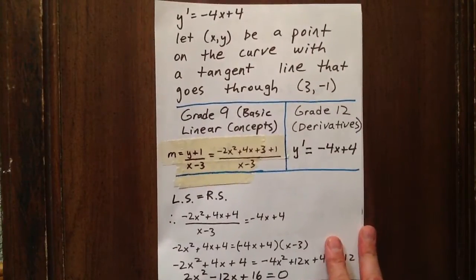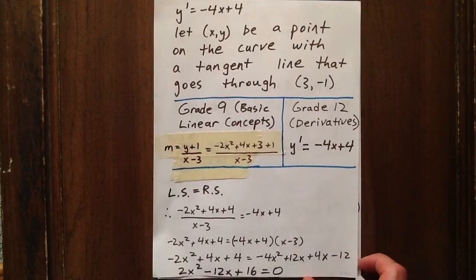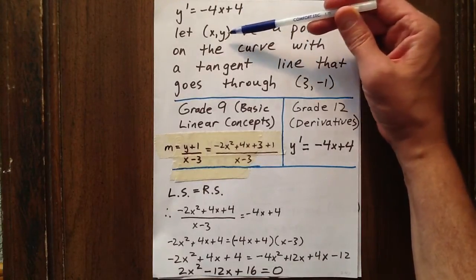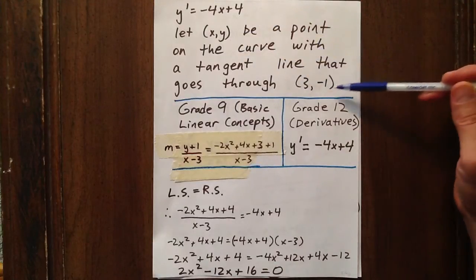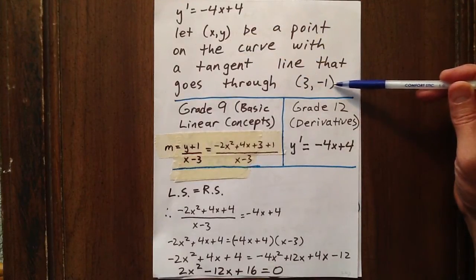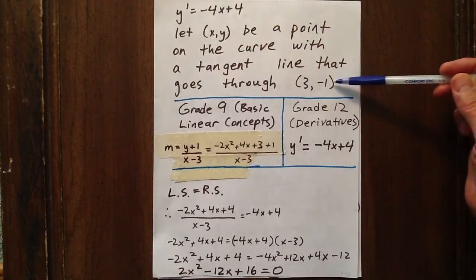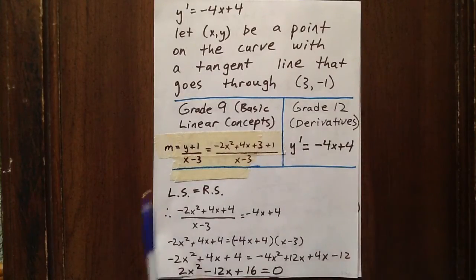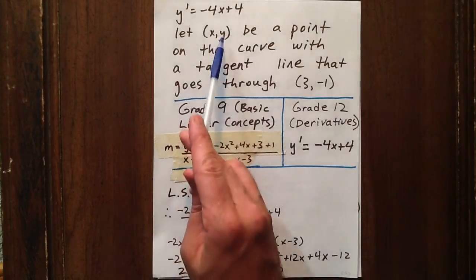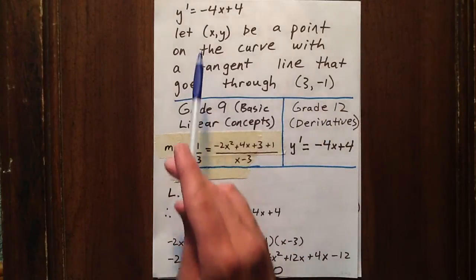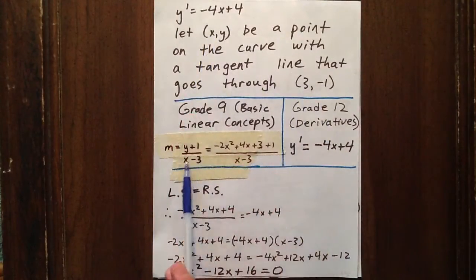The first thing we do is take the derivative of the curve. The derivative of -2x² + 4x + 3 is y' = -4x + 4. We're then going to let (x, y) be a point on the curve with a tangent line that passes through (3, -1). Well, if (x, y) is a point on a tangent line and (3, -1) is a point on a tangent line, then using some pretty basic grade 9 concepts, m is going to equal delta y, y minus -1, or in other words y + 1, over delta x, x - 3.